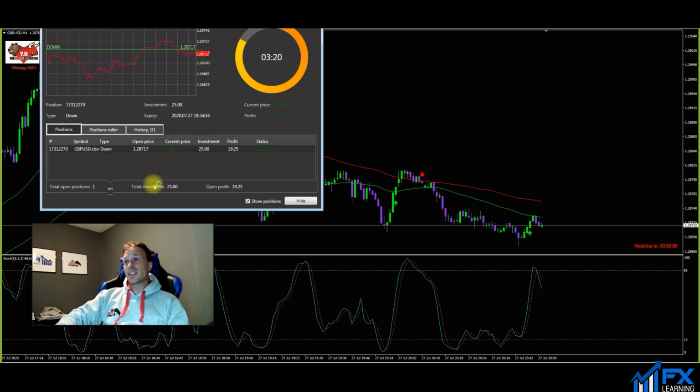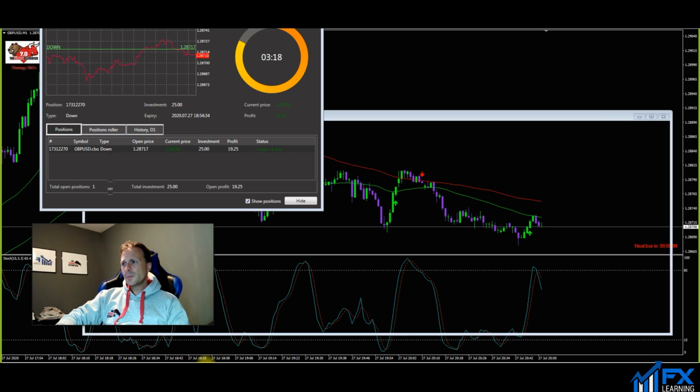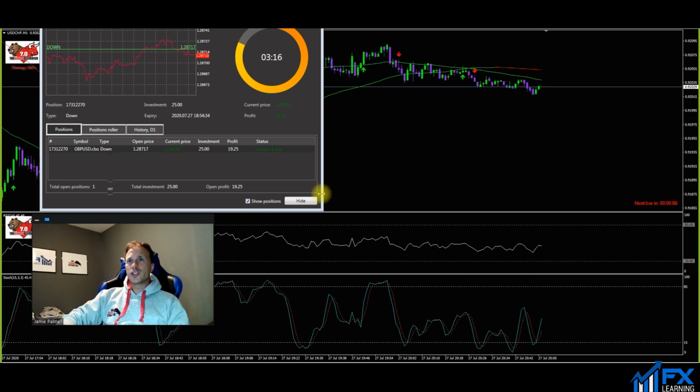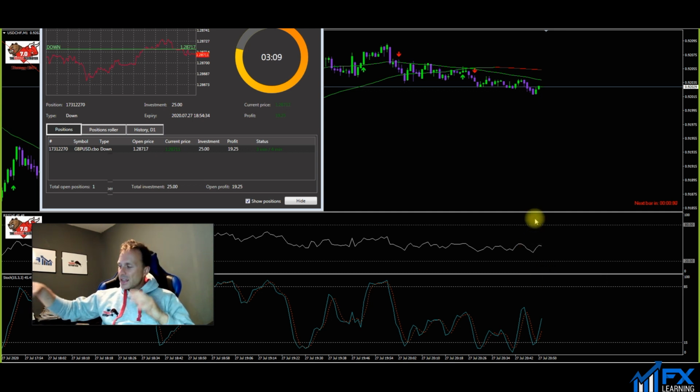As you can see here, this is going into the money, and I'm waiting for USD CHF to hopefully pull back into this zone here. So what I'm going to do is sit here and sip my lychee tea, pause the video, and I'll be back in 3 minutes when hopefully this trade wins and we get a sell setup on USD CHF. So I'll pause the video and I'll be back.